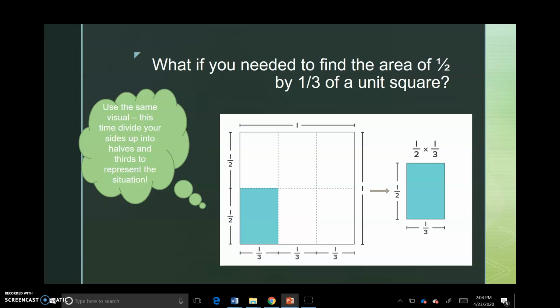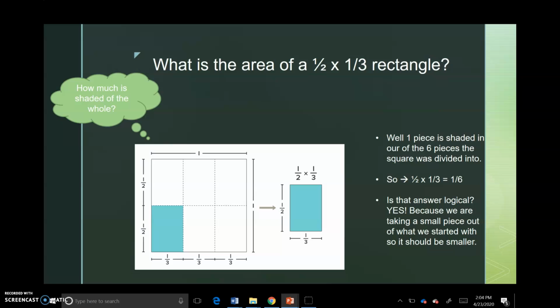And so then we want to figure out the area of that amount. So 1/2 times 1/3. If we look at it, it's going to be 1/6. That blue square is one piece shaded out of the 6 pieces we made in our total. So is that answer logical? Yes. Again, we're taking our one whole and we broke it up into half-size pieces and third-size pieces, and we just want one piece out of that half and out of that third. So it is going to be a much smaller piece than what we've started with.